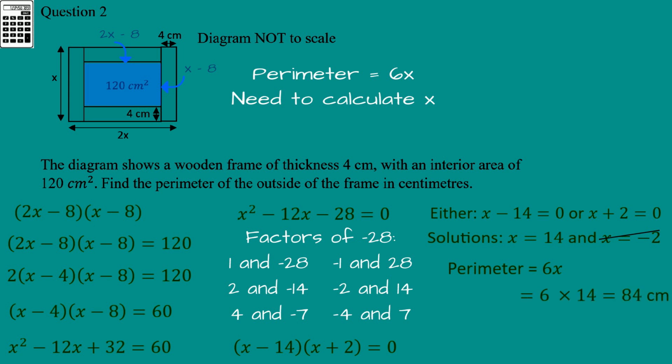To check our solution of x equals 14, we can check that it gives us the given internal area. The internal width is 2x minus 8, which is 28 minus 8, which is 20. The internal height is x minus 8, which is 14 minus 8, which is 6. 20 times 6 is 120, the given internal area.